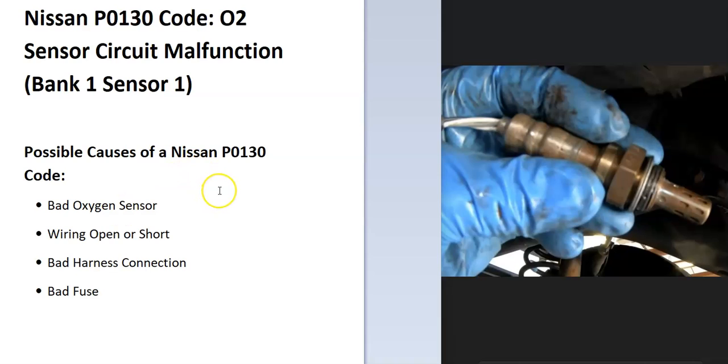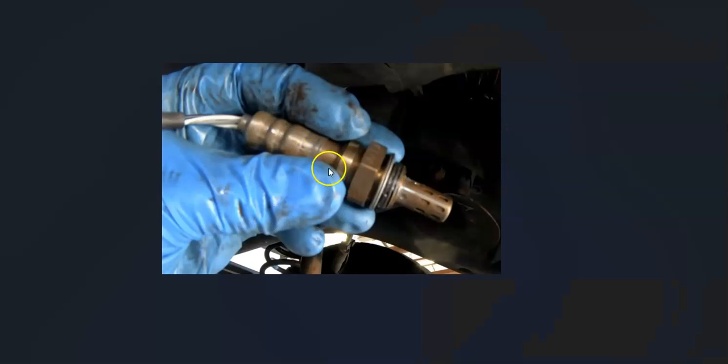Some of the possible causes for a Nissan P0130 code are a bad oxygen sensor, it could be in the wiring, the harness might not be connected well, and possibly a blown fuse. And so the first thing to do when you get this code is to go locate the upstream oxygen sensor on your particular Nissan, since there can be some differences on exactly where it's going to be located.